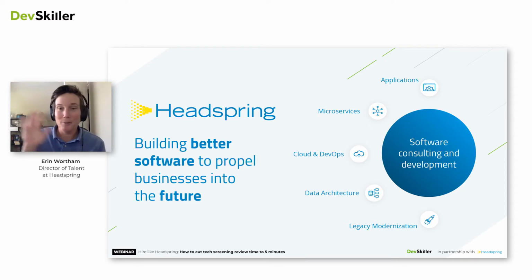Yeah, so hi, we're Headspring. We're a software consulting and development company. And what sets us apart, I believe, is the strong set of core values that drives us. Purpose is really at the core of everything we do. And we're adamant about our belief that great software has the power to transform businesses and lives together. So whether it's microservices, cloud, and DevOps, or legacy modernization, we're building better software to propel businesses into the future.